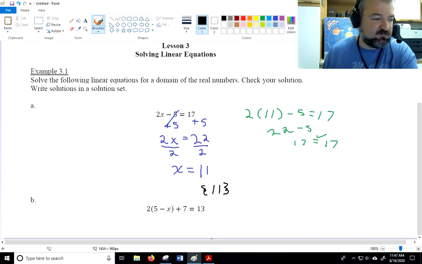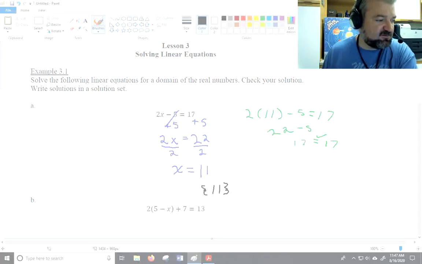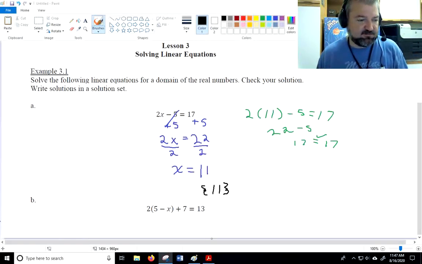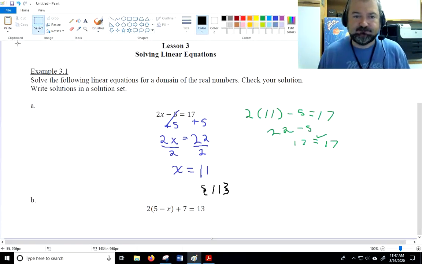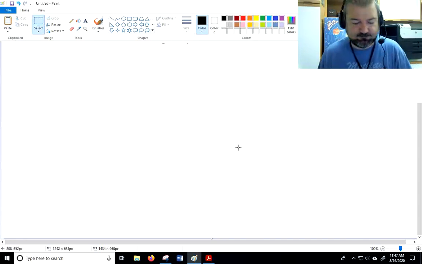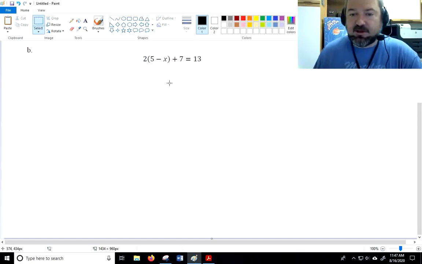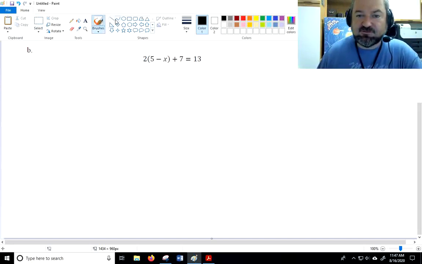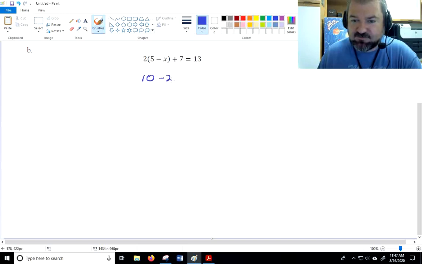All right, let's start with a fresh page on example B, though. There we go. That's better. Okay, so on this one, we are going to have to use the distributive property first to simplify. So I will multiply the 2 to the 5 and the negative x, giving me 10 minus 2x, and then I'll just bring everything else straight down.